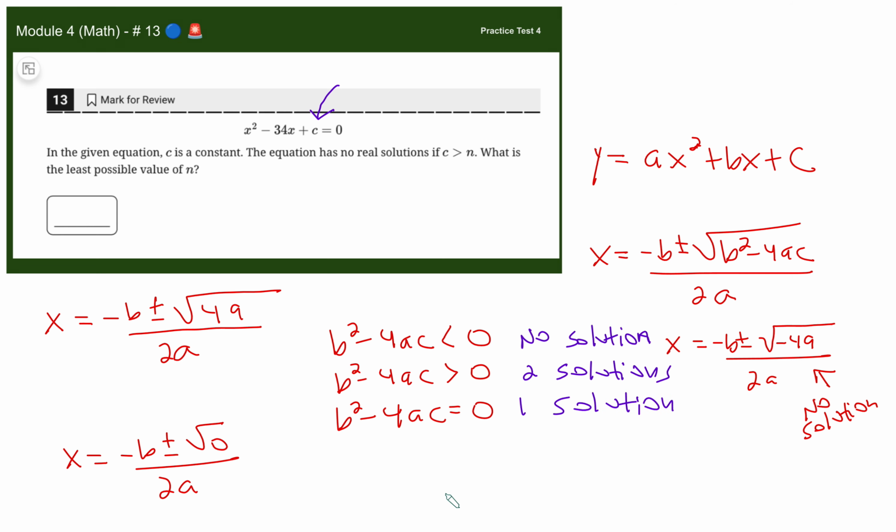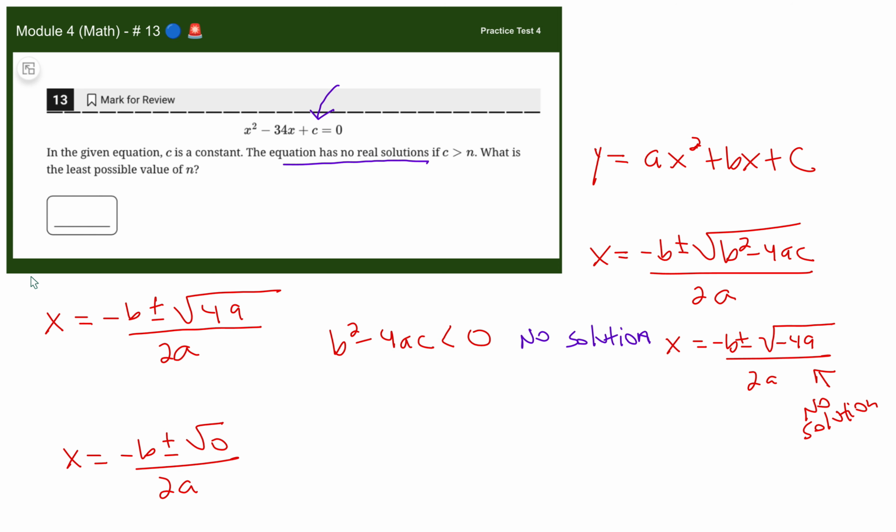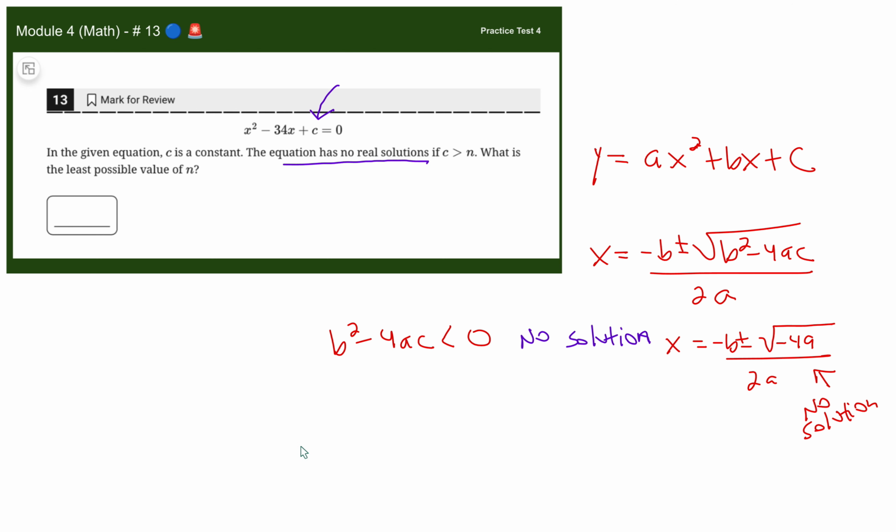Okay, so for this problem, it says the equation has no real solution. So what we're looking for is when b squared minus 4ac is less than 0. That's the one we're looking for. Now that we know that, let's erase this. So we want it looking like this one basically.